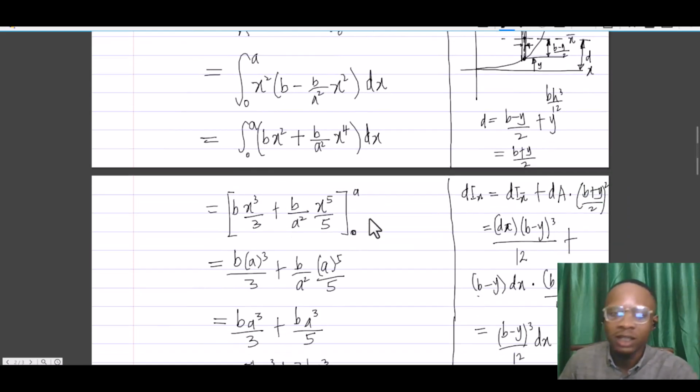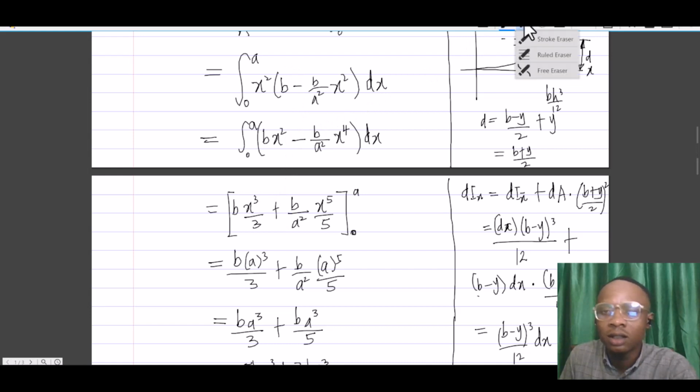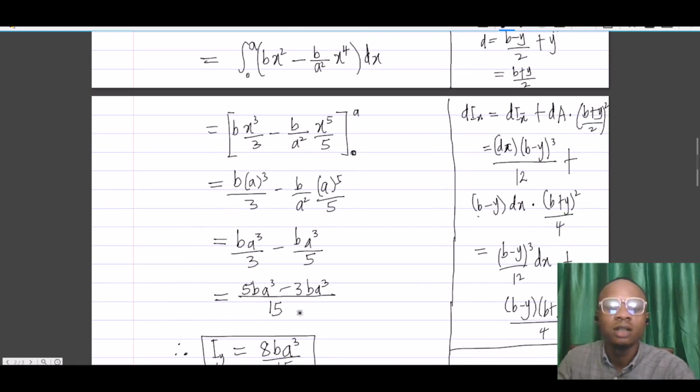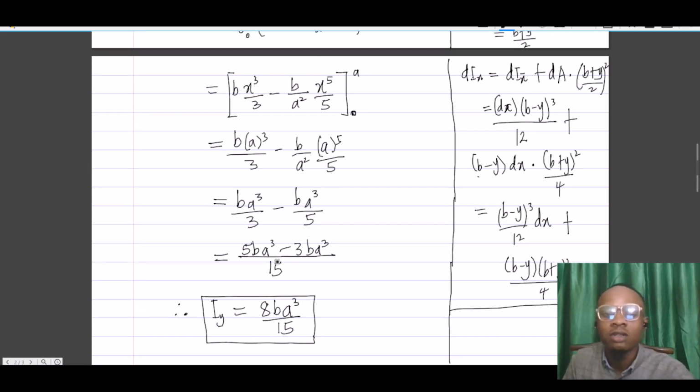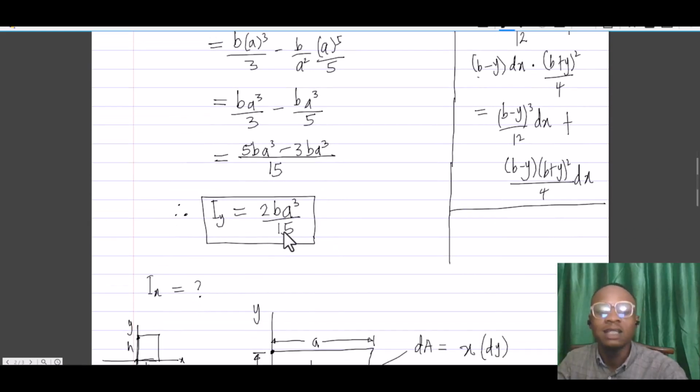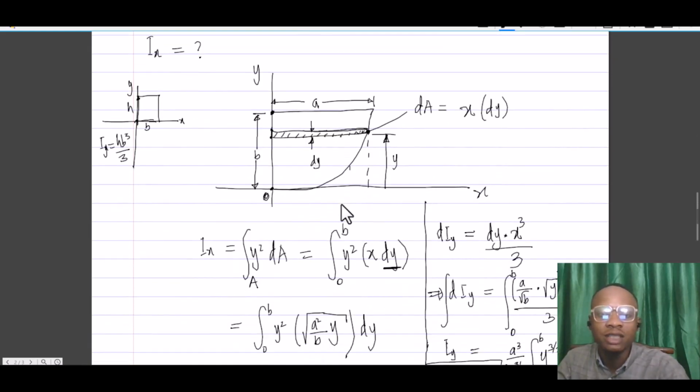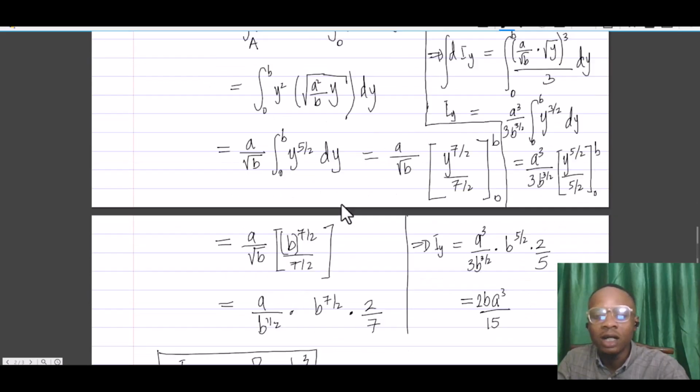Oh, this is meant to be negative. Sorry. This is minus here, and this is meant to be minus. So this is minus, this is minus, this is minus, and this is minus. So this is meant to be 5b a cube minus 3b a cube, which is 2b a cube over 15. So that is that about that. That is the moment of inertia about the x-axis.